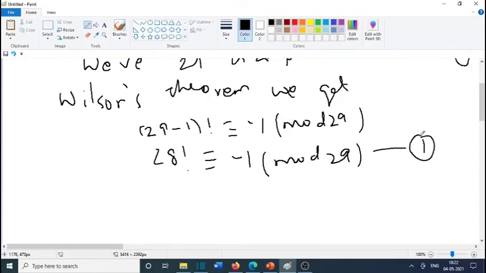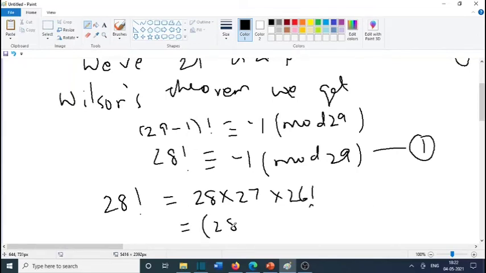Now consider 28 factorial, which is equal to 28 into 27 into 26 factorial. So 28 is 29 minus 1, 27 is 29 minus 2, into 26 factorial.